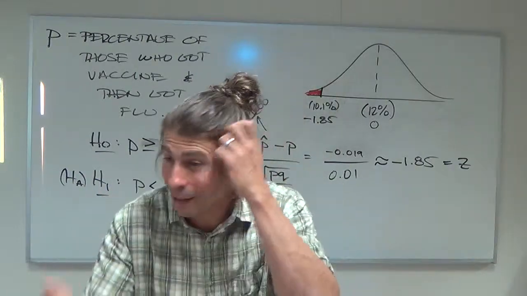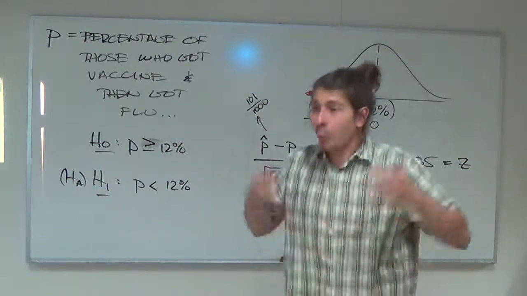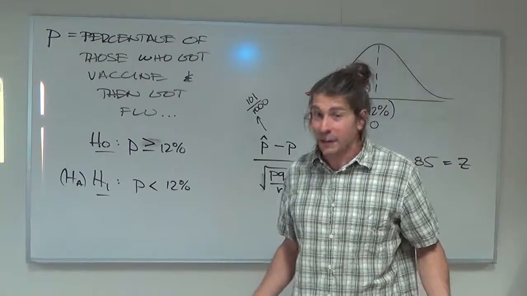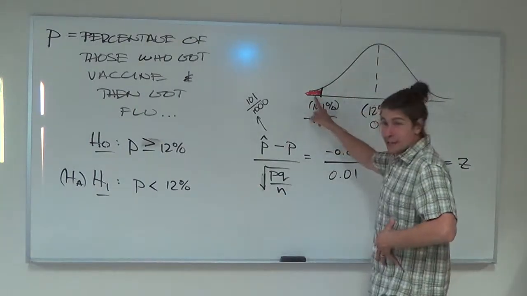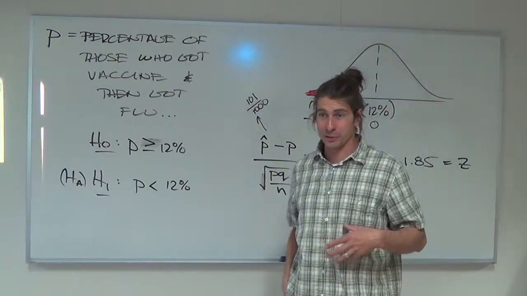So Veronica, you asked a very good question. At what confidence are we operating? Right now we're operating at 95% confidence. Is this less than 5%? Yeah. It is less than 5%.